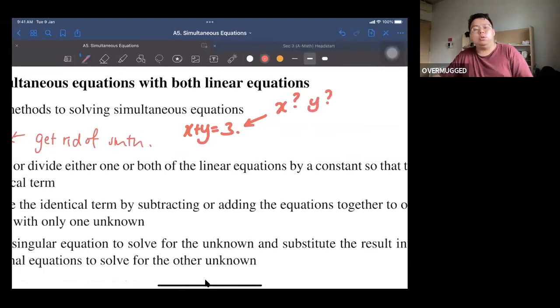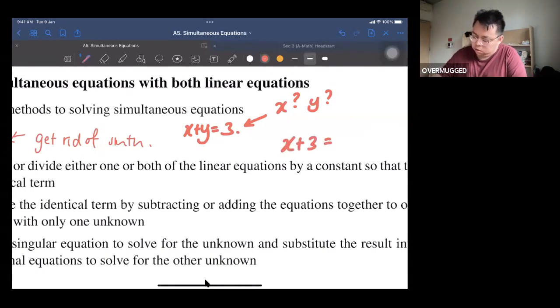No, it's impossible because there are so many answers for x and y here. If you realize, x can be 1, y can be 2; x can be 3, y can be 0; x can be 4, y can be -1. There are so many answers, but you cannot solve for x and y. But what happens if you have this?